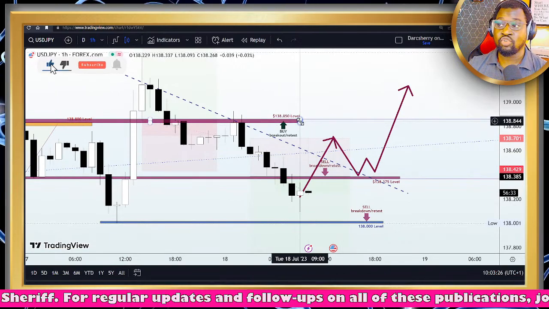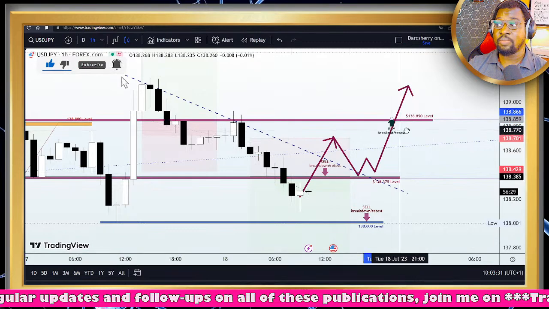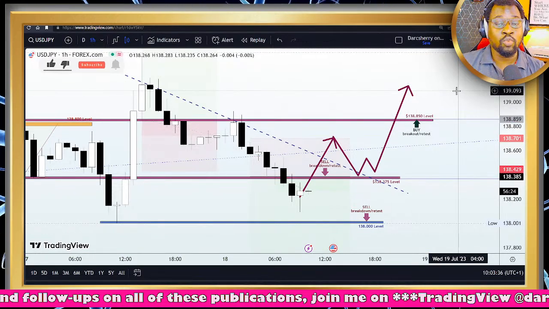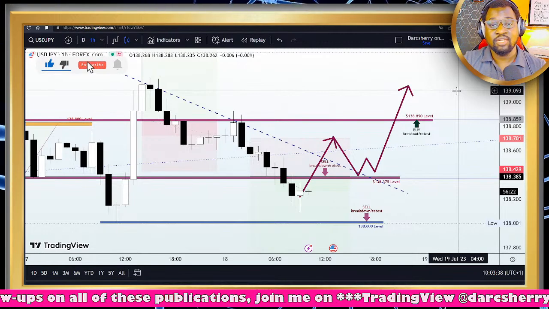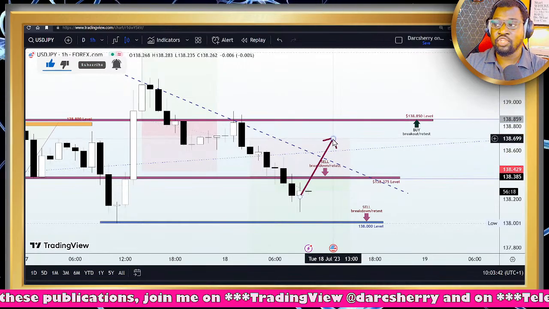And if price action goes on to continue to the upside, then a breakout of the 138.850, which we have been anticipating since the beginning of the week, will welcome more opportunities to maximize this move to the upside. So these are my views here on the USDJPY.